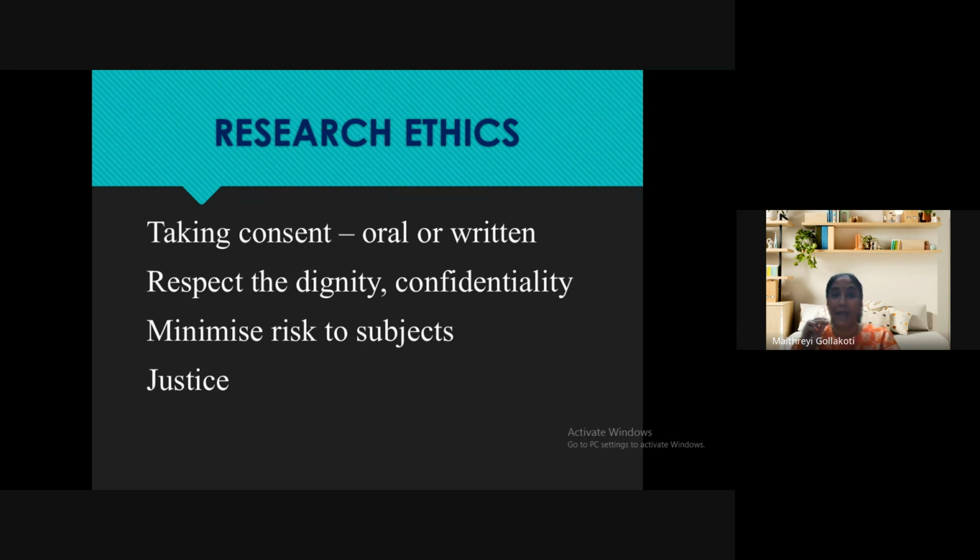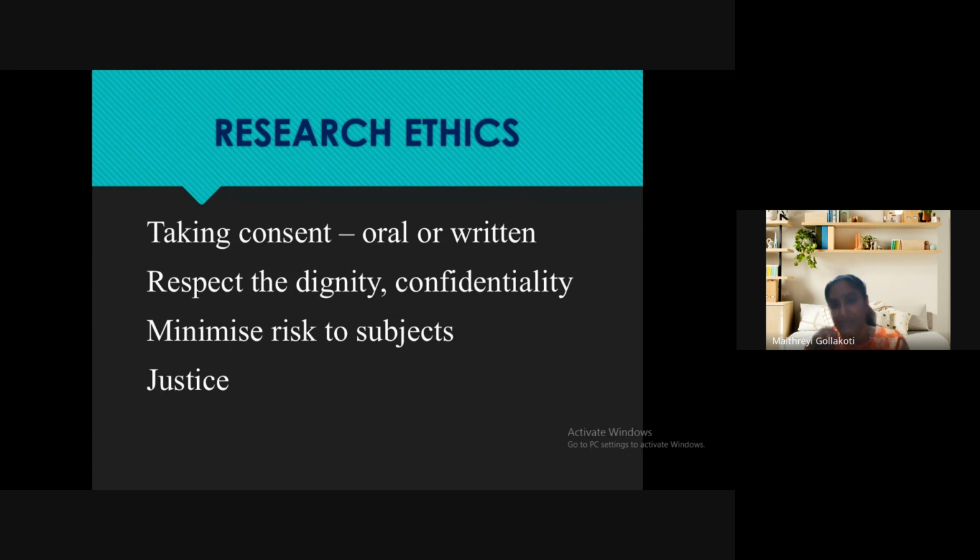And finally, justice. They are doing something so risky for science. They are doing something so risky for the greater good. Then there should be justice. They should be compensated in a very good way. So that is also the duty of the researcher to see to it that the person is compensated amply for the risk they are taking. So these are the 4 points that are important for research ethics.